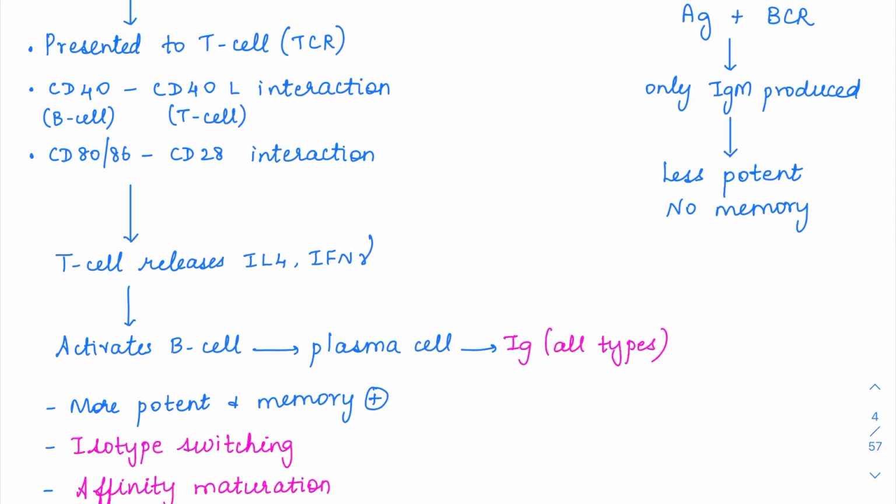The second interaction is the CD40 ligand present on the T cell interacting with the CD40 present on the B cell. That will result in the B cell activation. Thirdly, we have a co-stimulatory signal, where CD80 or 86 present on the B cell interacts with the CD28 present on the T cell. This interaction is called the co-stimulatory signal, which is going to activate the T cell. So 3 interactions are present when a B cell and T cell interact.